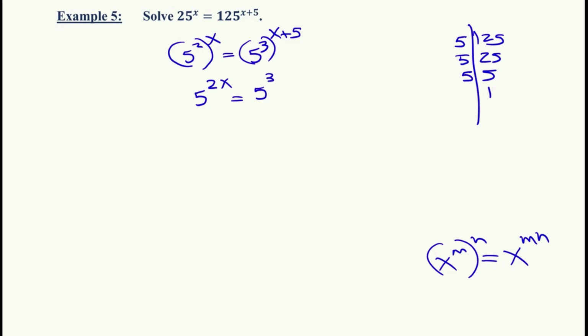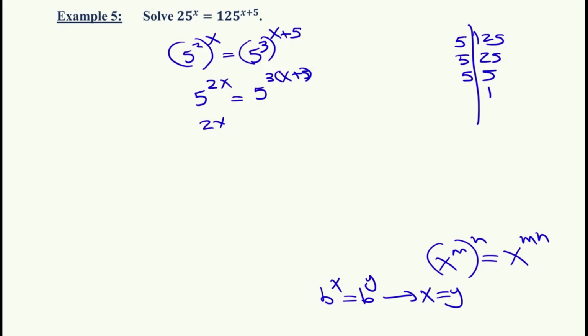So we get 3 times x plus 5. Now we have the scenario we wanted. We have 2 powers here. They have the same base, so b to the x equals b to the y. We're going to deduce that x must be the same as y.